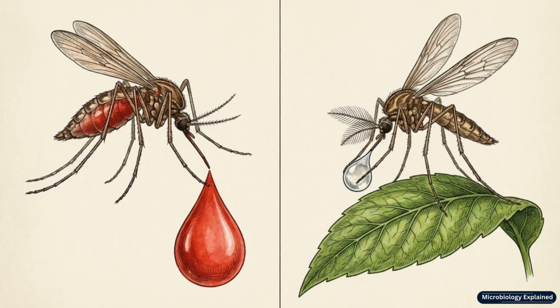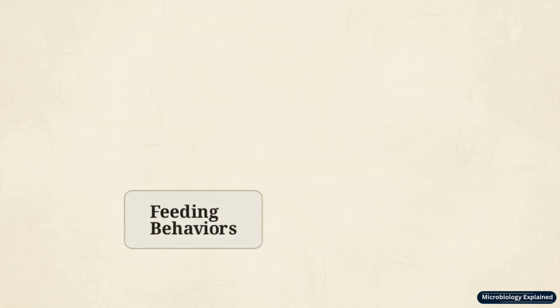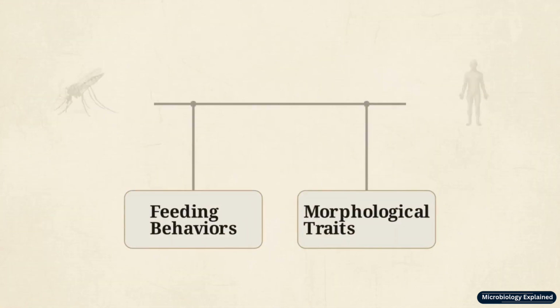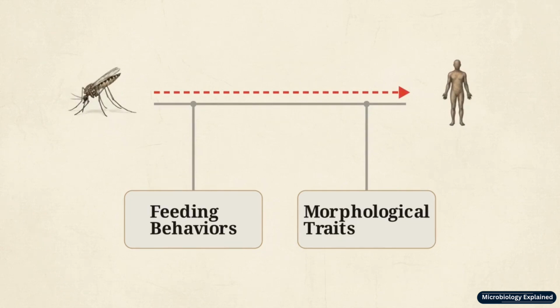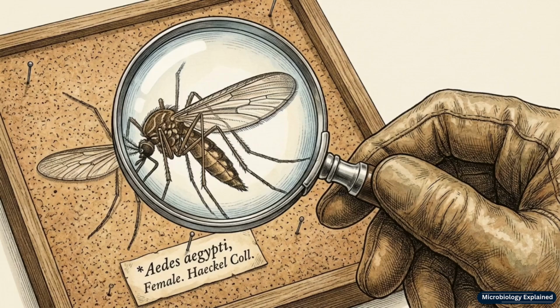Only females take a blood meal to support egg development, while males survive strictly on plant sugars. These specific feeding behaviors and morphological traits form the absolute foundation of epidemiological disease transmission. Public health classification begins at the phylum Arthropoda to track these vectors accurately.